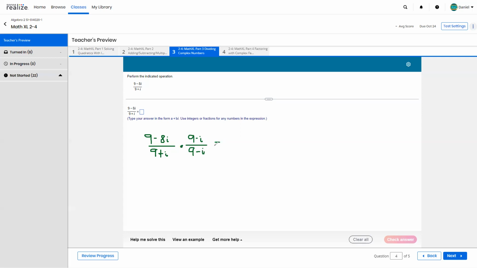Okay, so I'm going to write this in a better way up top. I'm going to write 9 minus 8i times 9 minus i. And then on the bottom, I'm going to do 9 plus i times 9 minus i. All right, my numerator, I'm going to FOIL. I'm going to do first, outer, inner, last, binomial distribution.